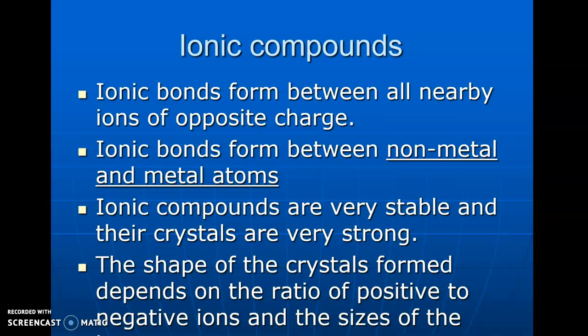What the crystal is going to look like is always going to depend on how many positive and negative ions are a part of the formula of the compound that is made. So it would be the ratio of positive to negative that will ultimately determine the size and the shape of these crystals.